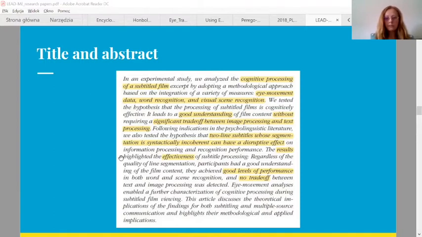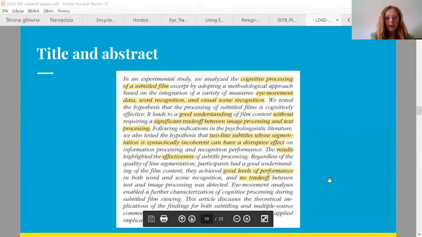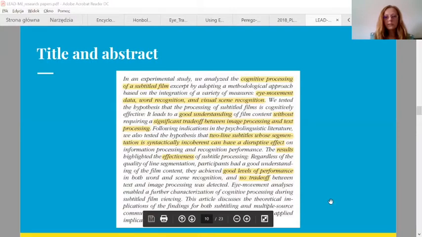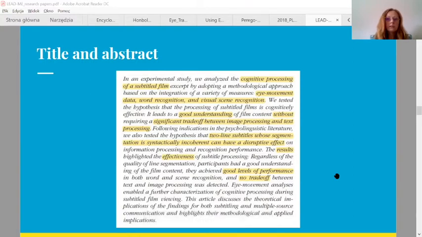And then there is this fragment, right? Eye movement analysis enabled a further characterization of cognitive processing during subtitle film viewing. Well, I don't know if this sentence adds any relevant information, right? This article discusses the theoretical implications. Well, this is something that I would say, okay, each article probably should discuss the theoretical implications of the results, right? So why do you write about that? And then the findings, I don't know, and multiple source communication highlights their methodological and applied implications.